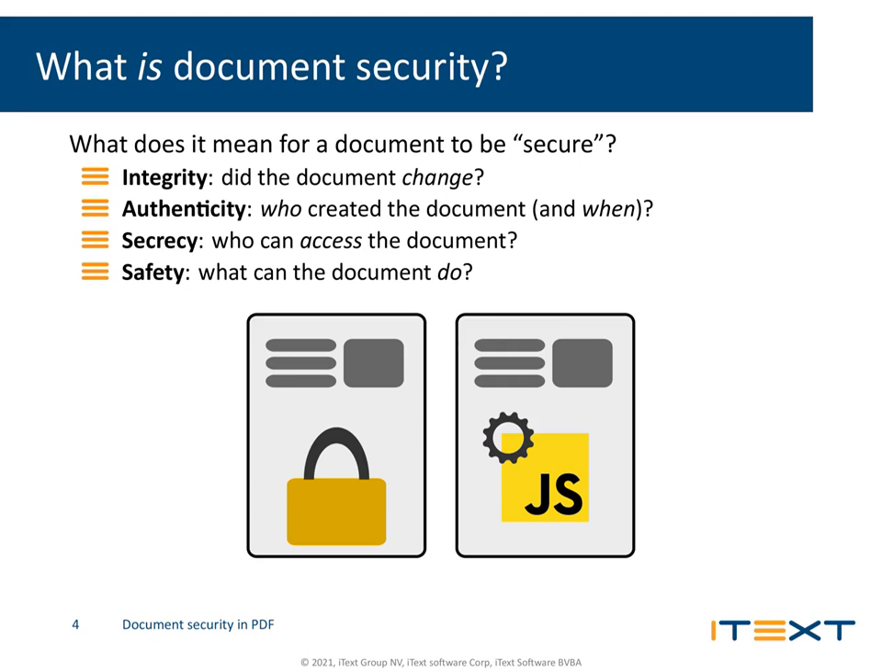Authenticity asks for a record of who created the document, and in particular also when, if that applies. Then there's secrecy, so who can access the document. There are plenty of documents that you don't want anyone to be able to access. The final aspect of document security is safety. That one asks what the document can actually accomplish or do without the user consenting to it. As you may or may not know, the PDF standard has some provisions for embedding JavaScript into documents.